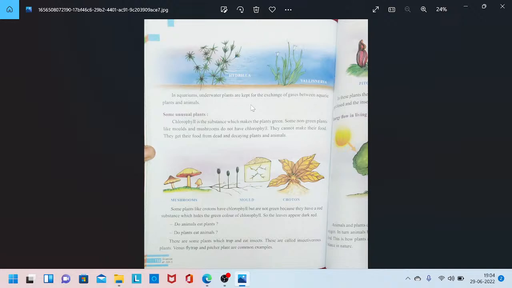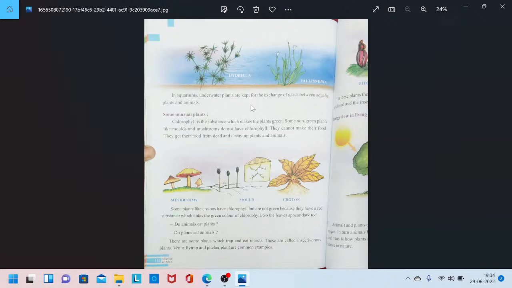Some of us have seen some of these plants, right? I will also share these pictures in the WhatsApp groups. Do animals eat plants? Do plants eat animals? Yes, animals eat plants. Do plants eat animals? Yes, even plants, some plants eat animals. So these are some plants which trap and eat insects. I'll also share these pictures, children.